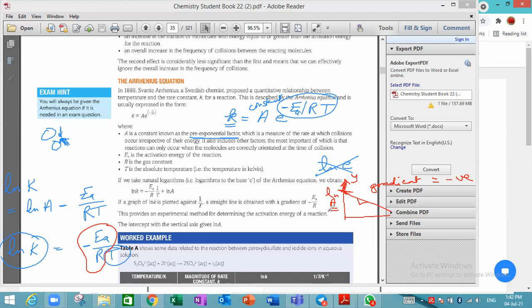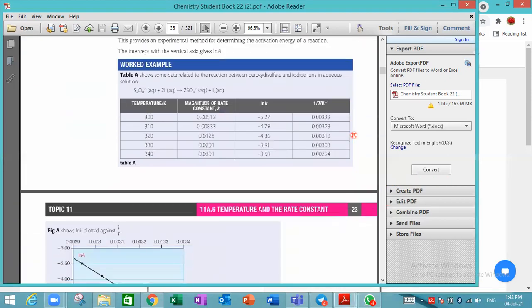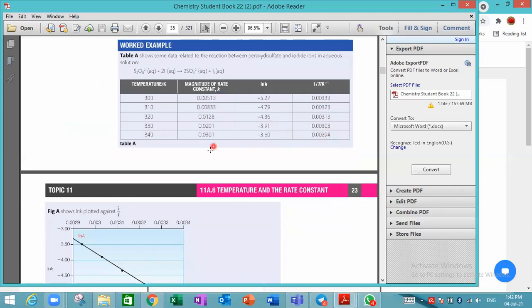It's very easy, and they usually give you this equation or that equation. They give it to you in the exam. All you have to do is plot the values they give you for K and for 1 over T, and from that you can calculate the activation energy. Do you have any question here? Of course, we are going to see now a problem. Okay, so this is a worked example to be applied on this Arrhenius equation.